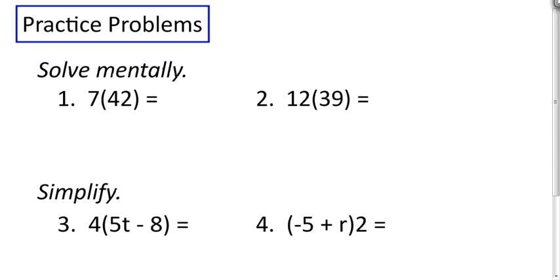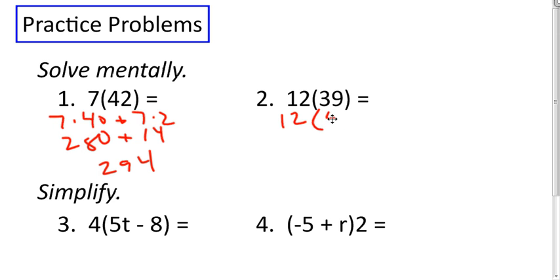Okay, 7 times 42. Again, you don't have to write this, but this is what I'm thinking. What's 7 times 40? And I'm going to add 7 times 2. 7 times 40 is 280 plus 14. So we get 294. 12 times 39, I'm going to think to myself, well, what's 12 times 40 minus 1? 12 times 4 is 48, so 12 times 40 is 480 minus 12 times 1, which is just 12. And so I get 468.